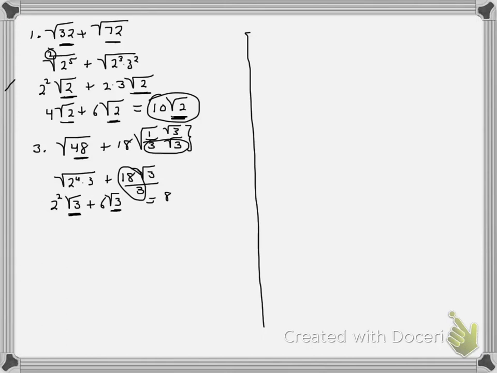Why do I have this wrong? I'm sorry. This is not 2. This is 4. 2 squared is 4. 4 plus 6 is 10, square root of 3.